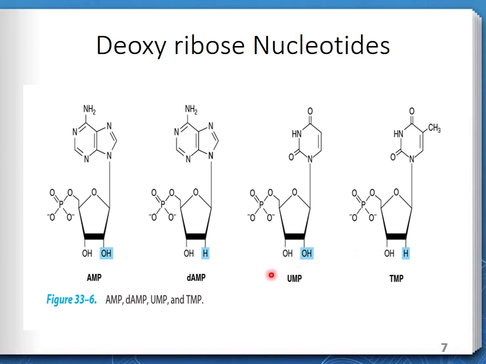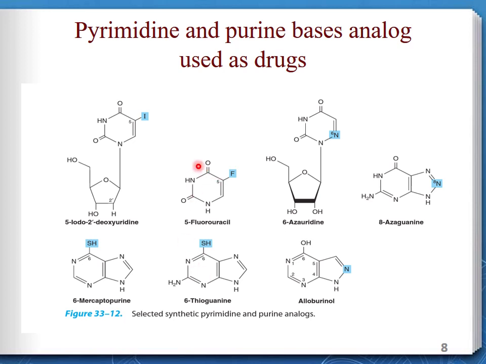We have some drugs that can be synthesized from purine and pyrimidine base analogs, like 5-fluorouracil, 5-iodo-2-deoxyuridine, and thioguanine. These are examples of some nitrogen base analogs.